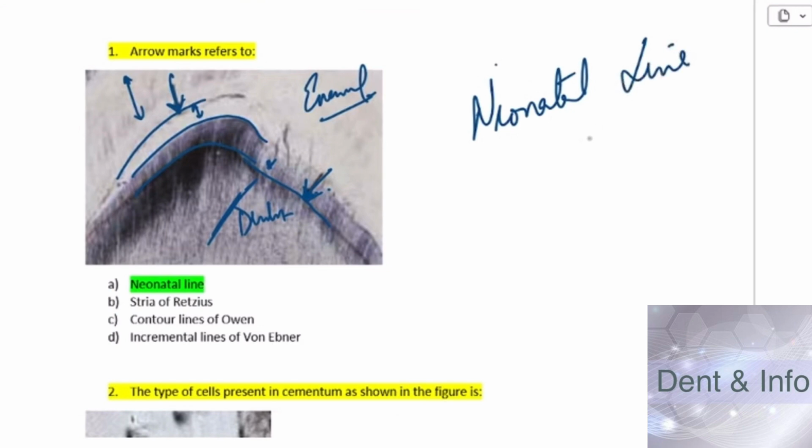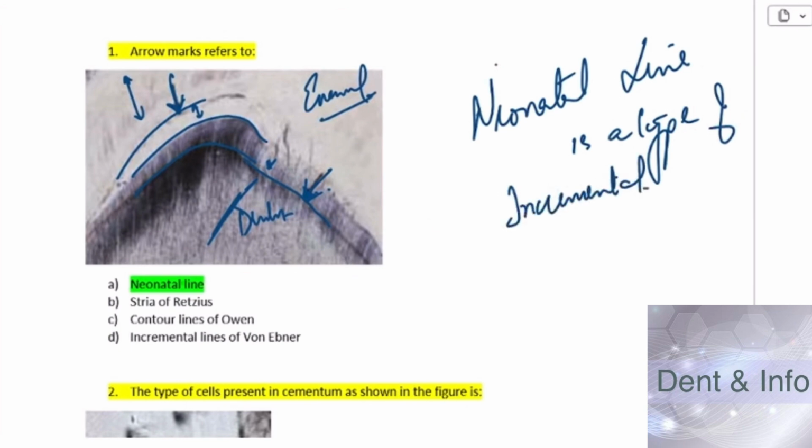Now neonatal line is a type of incremental line. Had this not been given in option A, then the second option is also correct. Neonatal line is a type of incremental line. As we say, Retzius is for enamel incremental lines and incremental lines of von Ebner in dentine. Then both B and C would have been partly correct, if neonatal line is not being given. So neonatal line is nothing but an exaggerated, prominent, more dark type of incremental line.